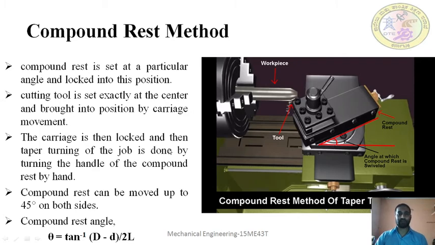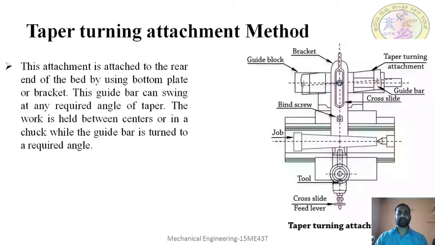So this is the compound rest method. The next is the taper turning attachment method. In the taper turning attachment method, some special attachment is used. The work is placed as usual between the live center and dead center. One guide block is used, which has a bracket. This guide block has a guide bar which can be swiveled to a required angle like this. Now this bracket is fitted to the carriage. This guide bar can swing to any required angle.